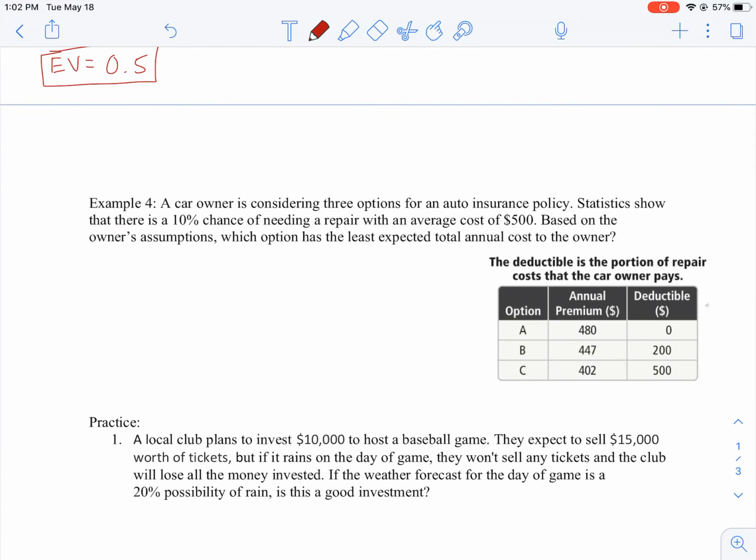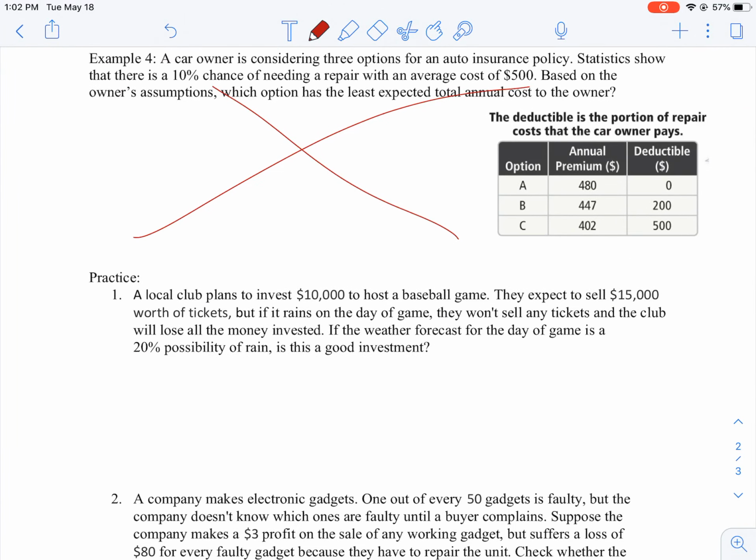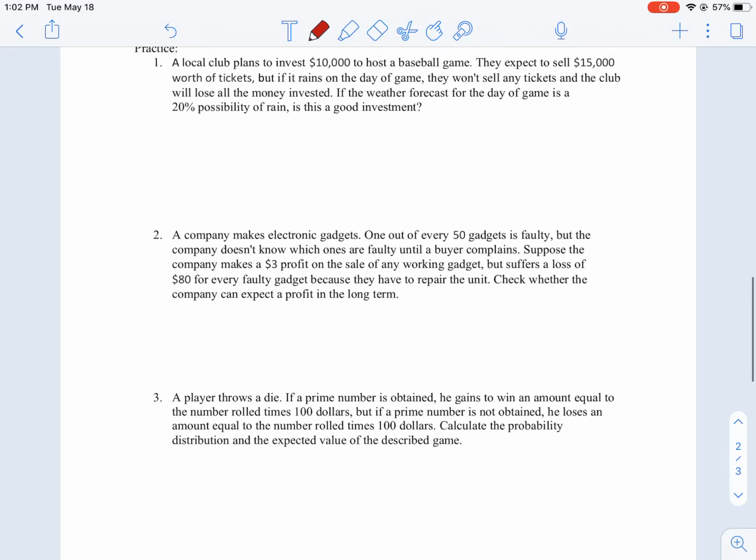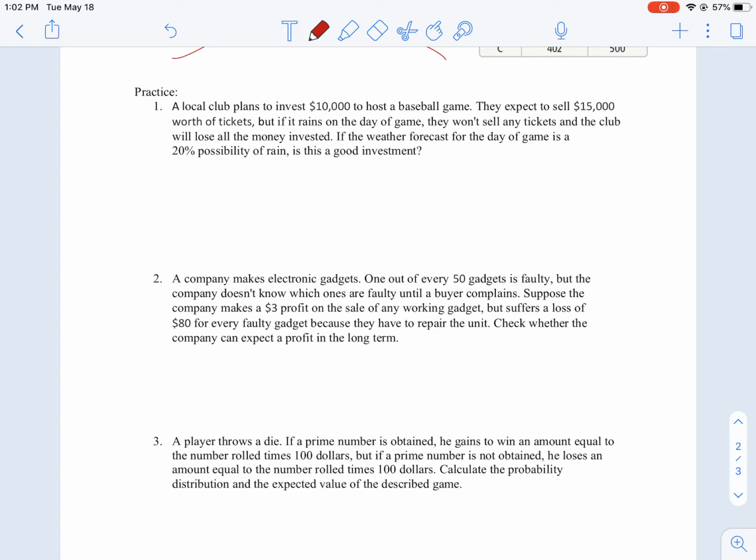We're not going to do example 4. It's just kind of long and a waste of time, I now realize. So you've got 3 practice problems I want you to try. If you have questions on these, you can send me your answers or ask me to go over them, and I'd be more than happy to do that.